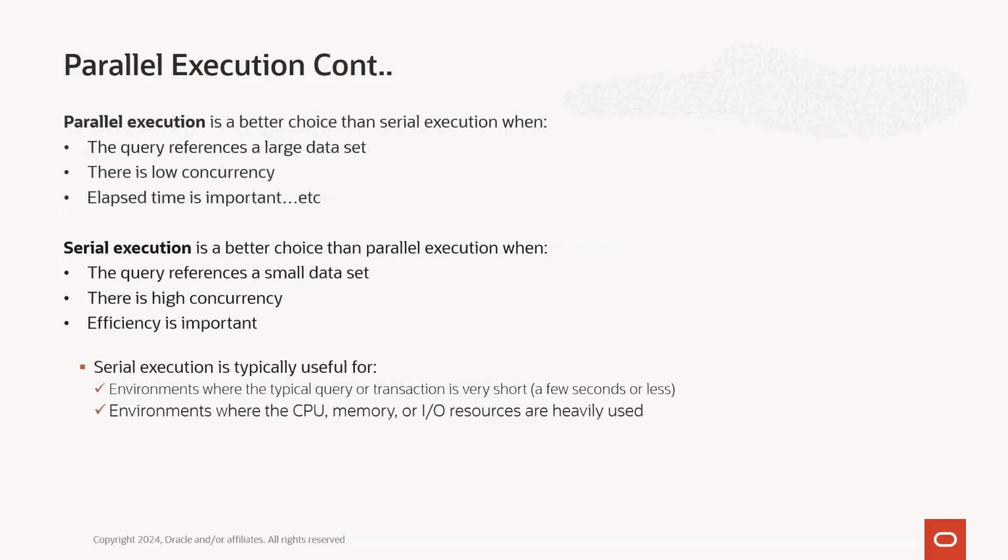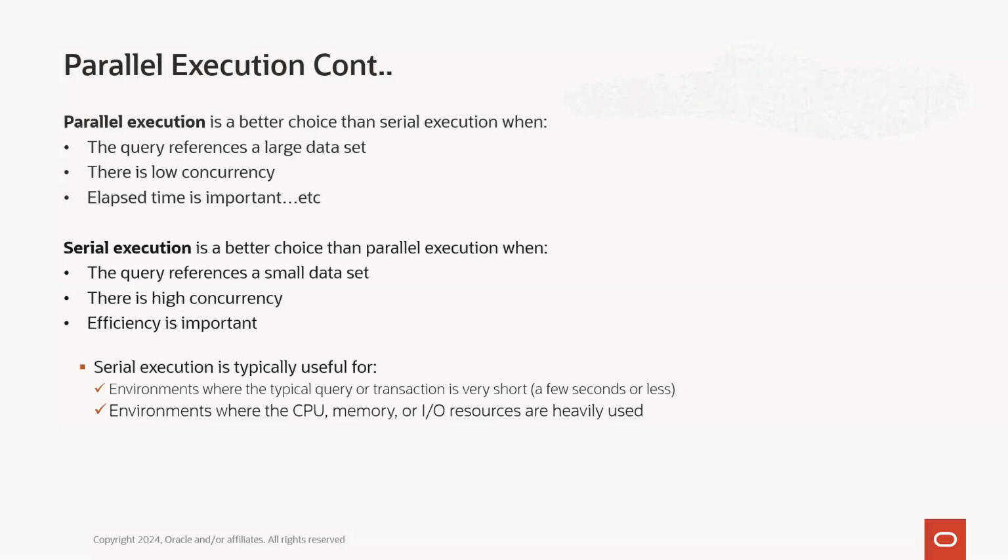Where can we say parallel execution is the better choice? The conditions are as follows: the query references a large data set, there is low concurrency, and elapsed time is most important. In these cases, we can use parallel execution. And when is it better to use serial execution rather than parallel execution? When the query references a small data set, there is high concurrency, and efficiency is more important. In that case, serial execution is the better choice.